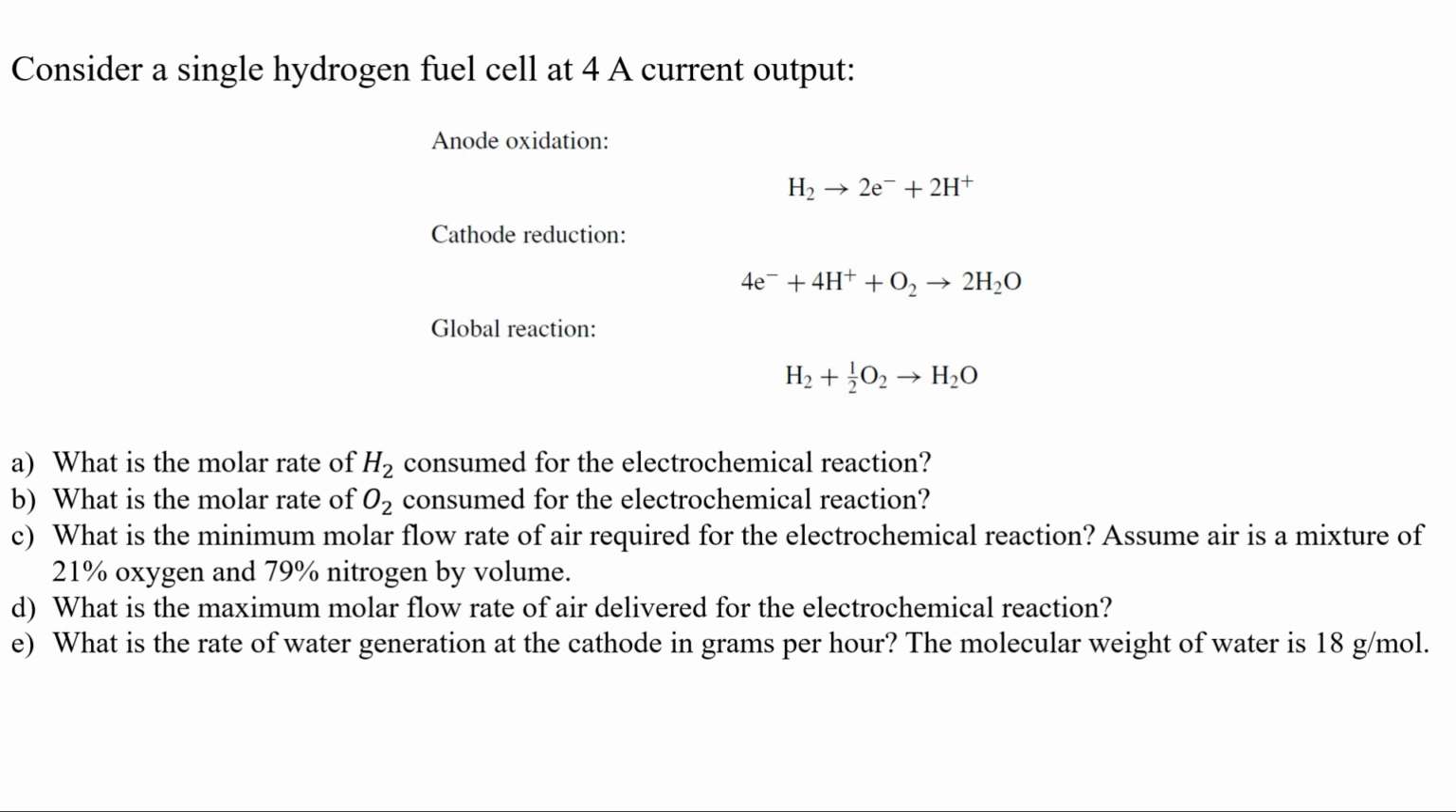What is the maximum flow rate of air delivered for the electrochemical reaction? In part E, we have to determine the rate of water generation at the cathode. We know that in a fuel cell, water is produced, and from the overall electrochemical reaction equation, which is the global reaction equation, you can see that water is produced. So we have to determine the rate of water generation in gram per hour.